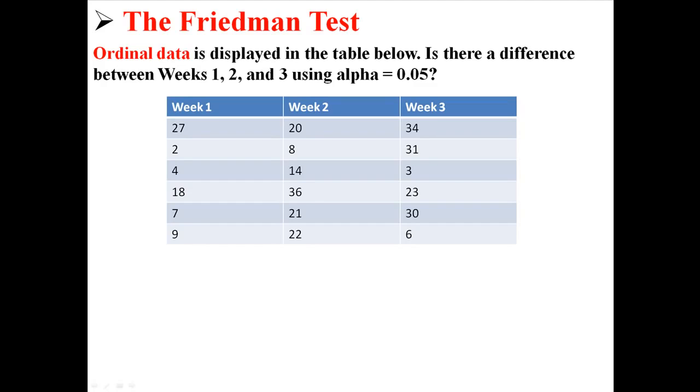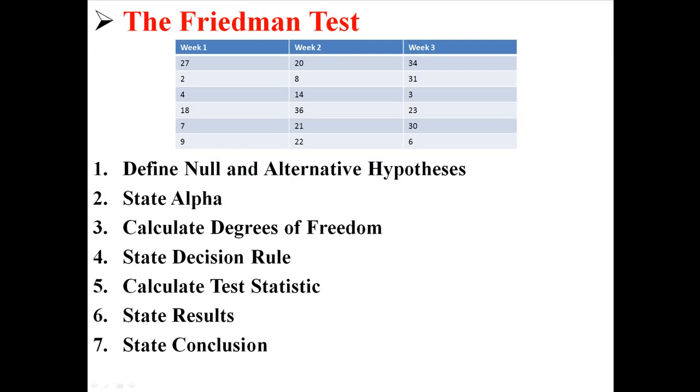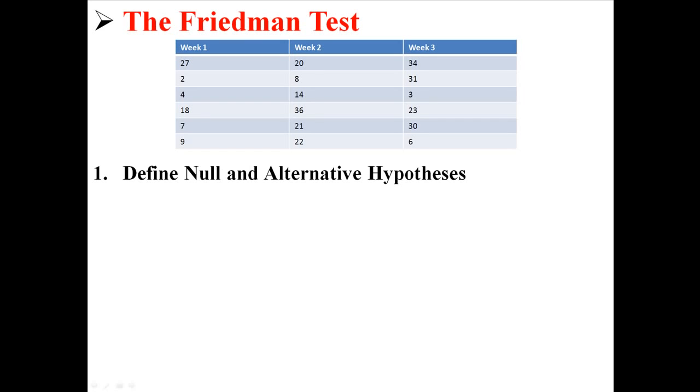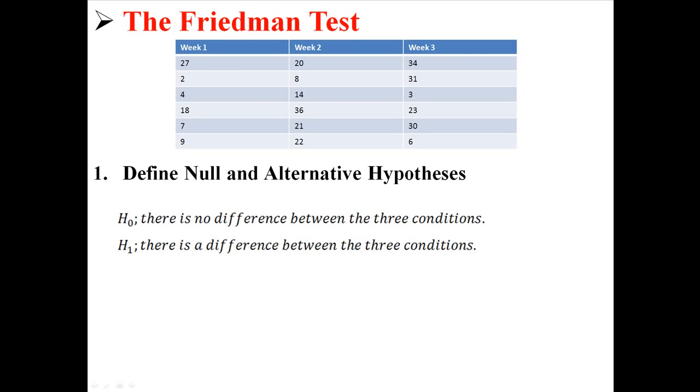Now remember, this is kind of like a repeated measures ANOVA, because here we have 6 subjects and we're measuring them 3 times, week 1, week 2, and week 3. So let's do a hypothesis test for the Friedman test using the same 7 steps that we usually do. Step 1, which is to state our null and alternative hypotheses. So our null is that there is no difference between the 3 conditions, and our alternative is that there is a difference somewhere between the 3 conditions.